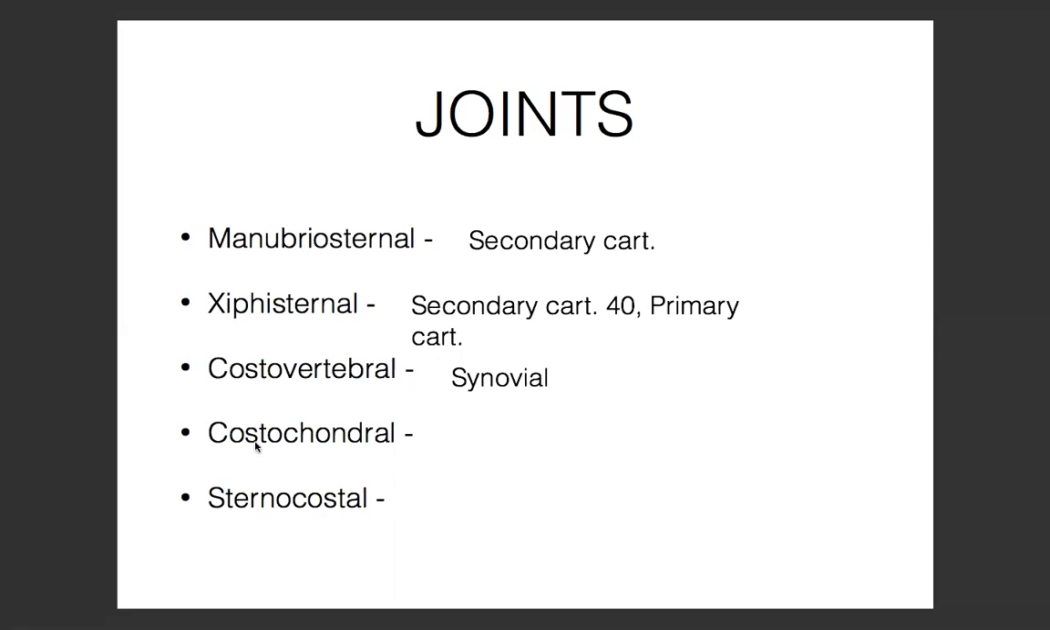We also have the costochondral joint, which is between the rib and the cartilage in the sternum, right? And costochondral is between the rib and its costal cartilage, while sternocostal is between the sternum and the rib. So the costochondral is primary cartilaginous, and again, we don't really need to move it. While the sternocostal, which is between the rib and the sternum, is the one that needs the most movement. So it's synovial.